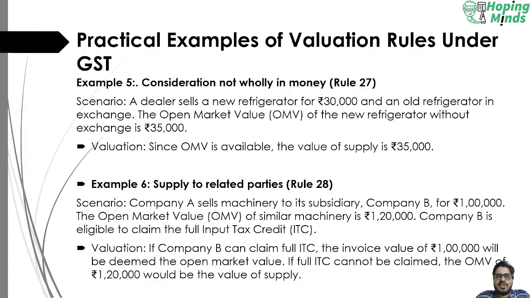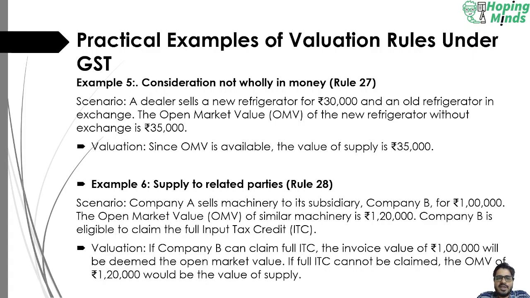Next we have considerations not wholly in money. This is dealt with in Rule 27. So a dealer sells a new refrigerator for rupees 30,000, and an old refrigerator is exchanged. The open market value for the new refrigerator without exchange is rupees 35,000. So in this case, the valuation will be done on the basis of open market valuation, that is rupees 35,000. Hence the value will be 35,000.